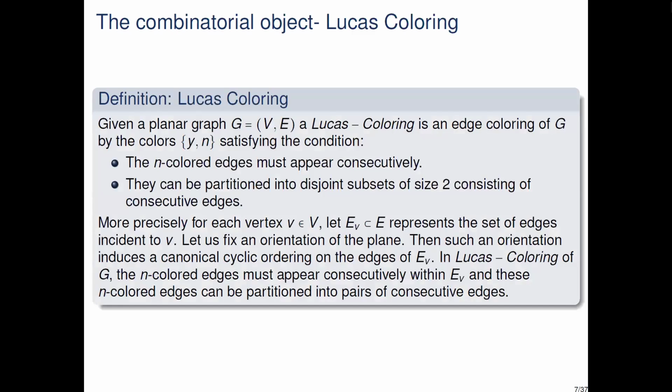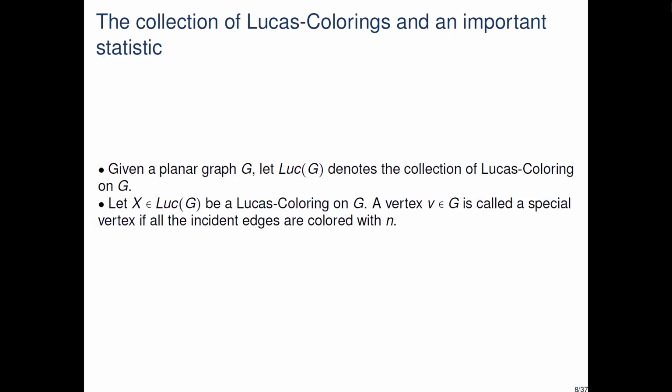Lucas coloring is an edge coloring which satisfies two conditions. One is that the n colored edges must appear consecutively, and the second is that they can be partitioned into a disjoint collection of size 2 sets consisting of consecutive edges. In order to define it formally, you need to first fix the orientation of the plane and so on and so forth. It then induces a cyclic ordering on the edges of each vertex, and then it's a local condition. Okay, so now I have defined the combinatorial object.